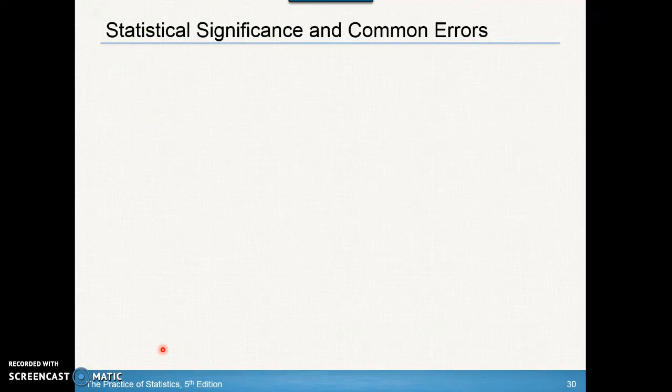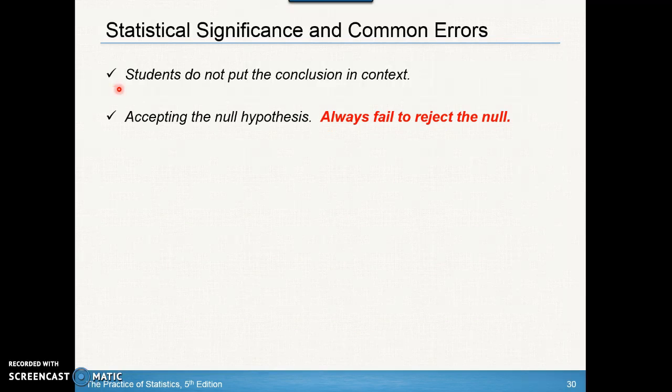All right, so what are some common errors that students make when they're writing their conclusions? Number one is they don't put the conclusion in context. Somewhere in that conclusion, you must put it in context, okay? Number two, don't ever state that you're accepting the null hypothesis, because our test is never to say we know the null is true, okay? We're just testing to see how much evidence we have against the null. So we always fail to reject the null.